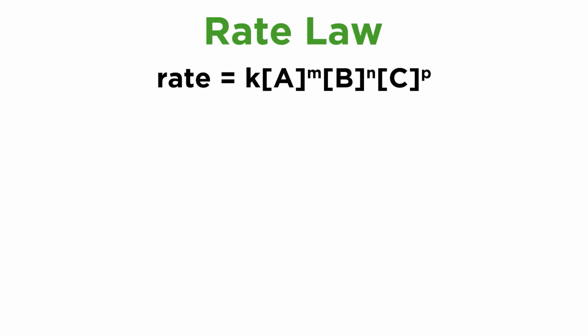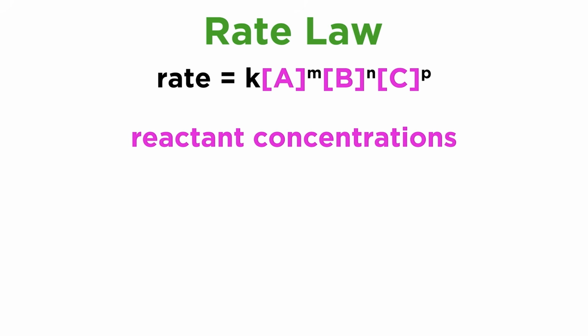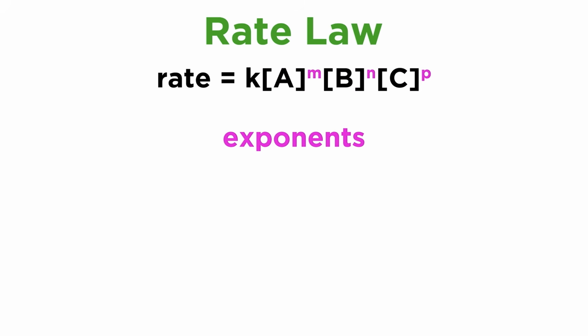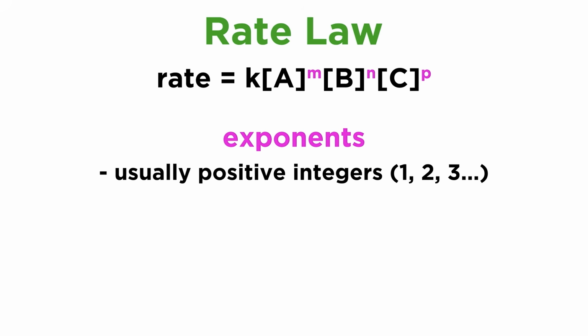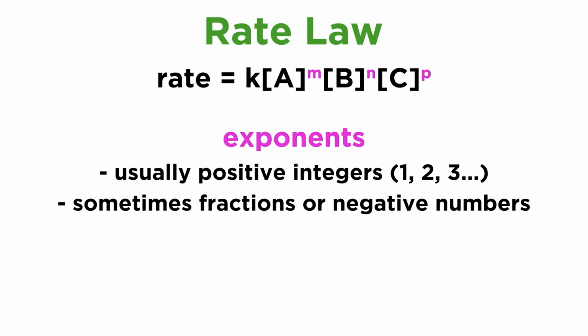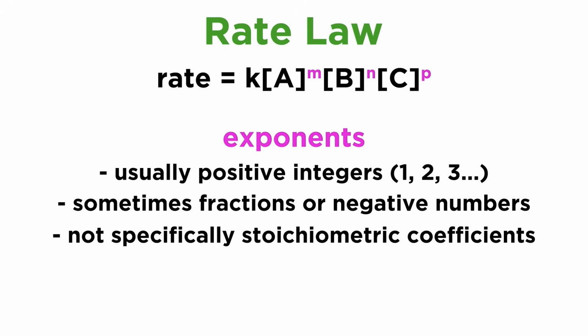We can describe the relationship between a reaction rate and the concentration of its reactants by using a rate law. A rate law will take this general form, where the rate will be equal to a rate constant, k, times the product of the molar concentrations of the reactants, each raised to a particular exponent. These exponents are almost always positive integers, though it is technically possible for them to be fractions or negative numbers, and they are not evident from looking at the stoichiometry of the reaction.